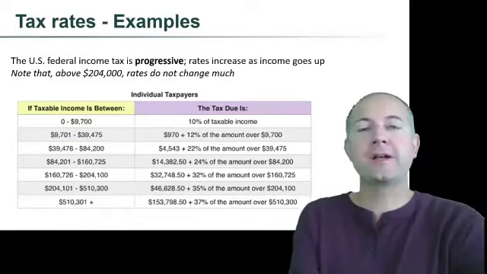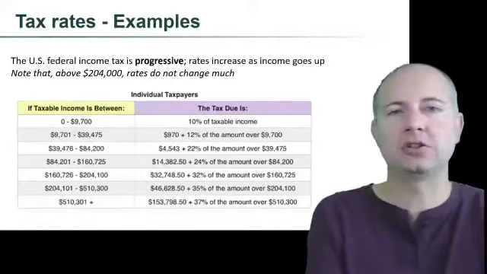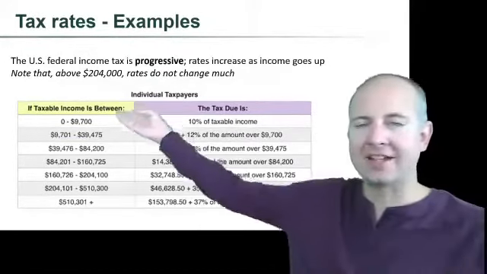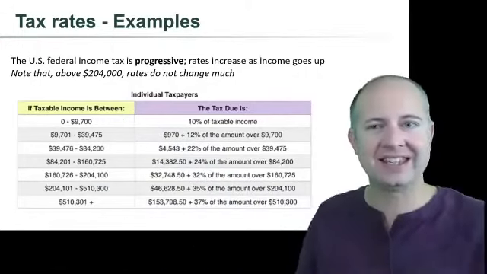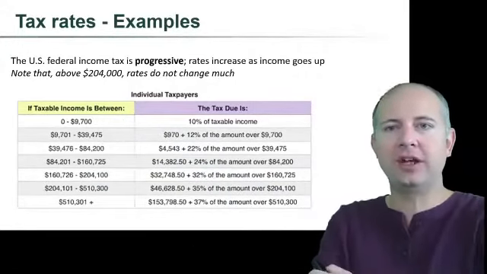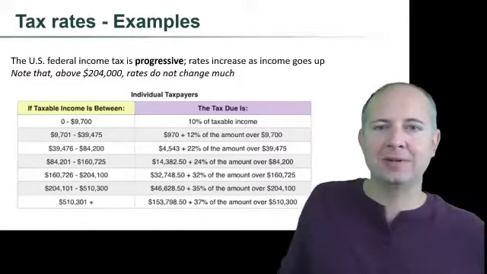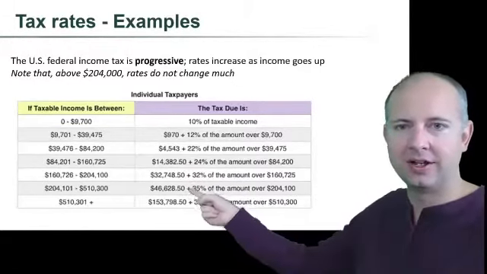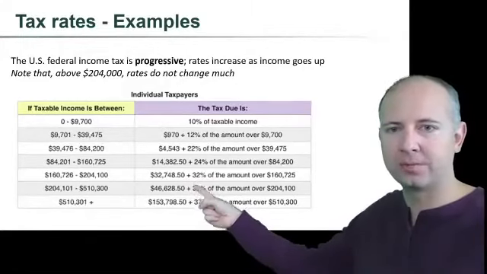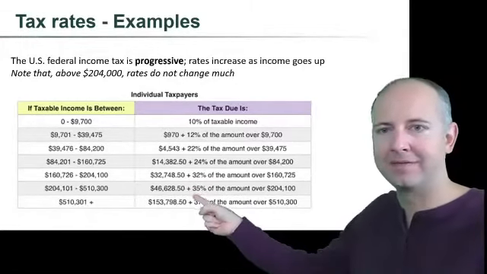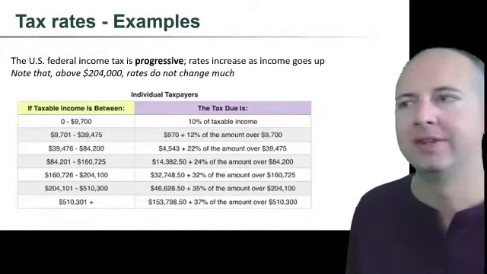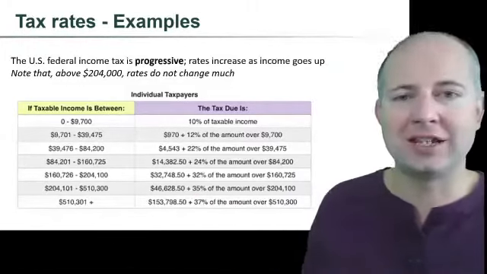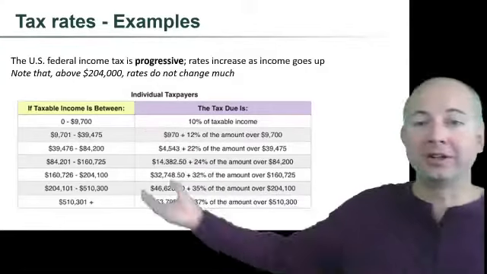The US federal income tax is progressive, so rates increase as your income goes up. So these are the tax brackets from like 2019, I think. One thing you'll notice is that while the tax system is progressive, once you get to like $200,000, your bracket goes from 32 to 35. Then at 510 and above, it goes up to 37. So it's often not a huge change. The rates don't really change by that much.